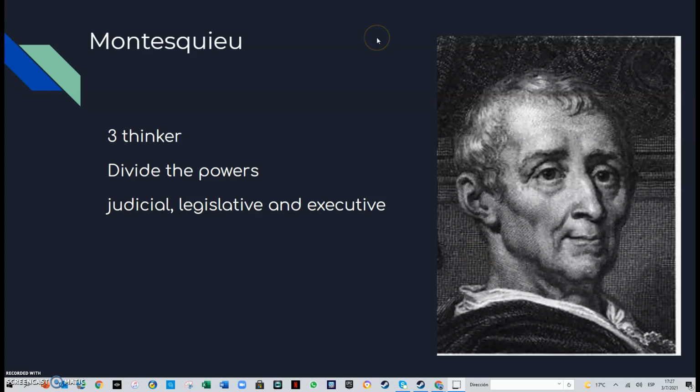Montesquieu was the third Enlightenment thinker. He questioned what if the government uses its power for taking off your natural rights? So he proposed the separation of powers in 3: executive, legislative, and judicial.